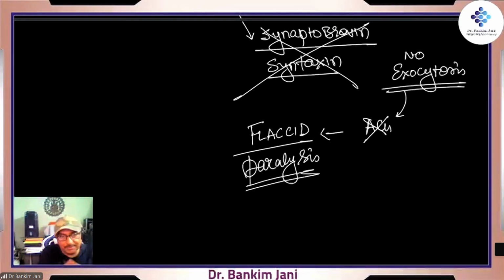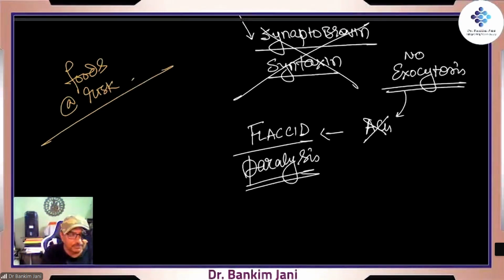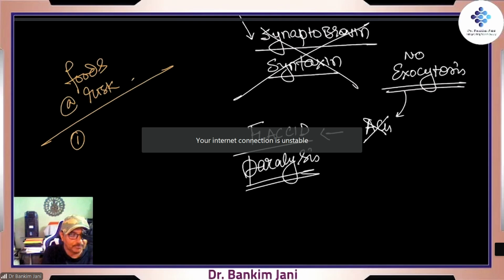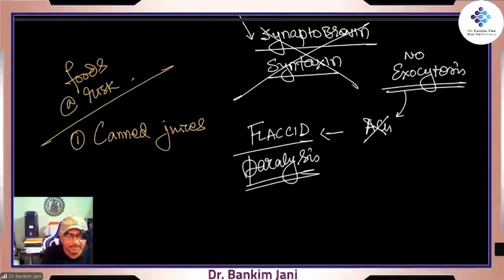This particular bacteria is anaerobic, right? Anaerobic, so it lives where there is no oxygen. So which are the foods at risk? One, canned juices. That's why, say in the US, they have such strict control, but not everywhere. So many times canned juices or those canned sauces.